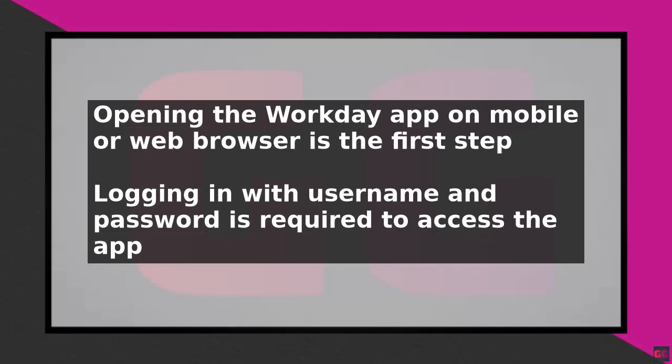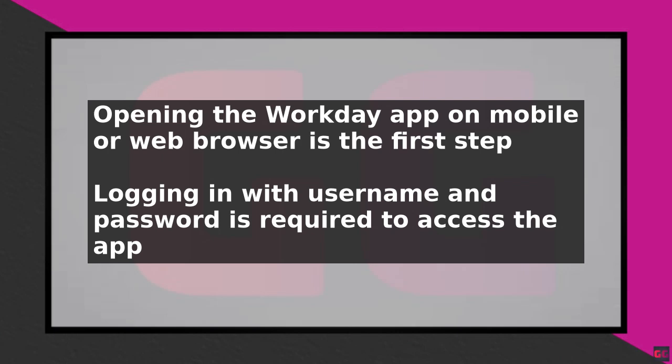To clock in on the Workday app, start by opening the application on your mobile device or accessing it through a web browser. If you are using a mobile device, ensure you have downloaded and installed the Workday app from the App Store. Once you have the app open, log in with your credentials, including your username and password.